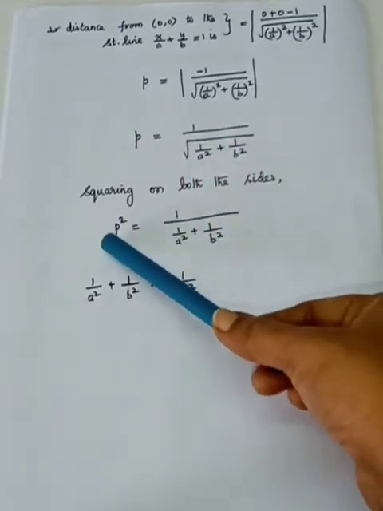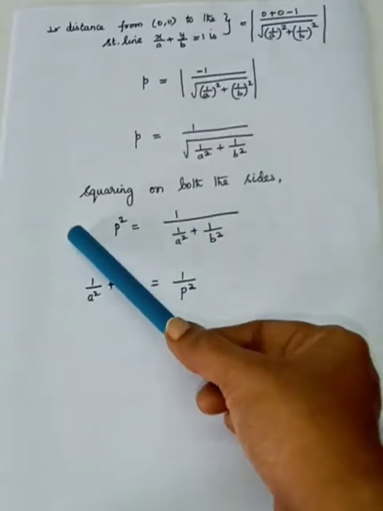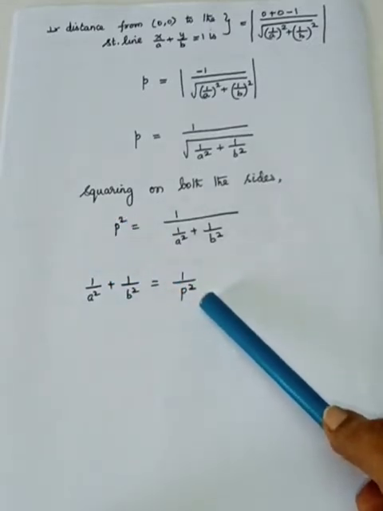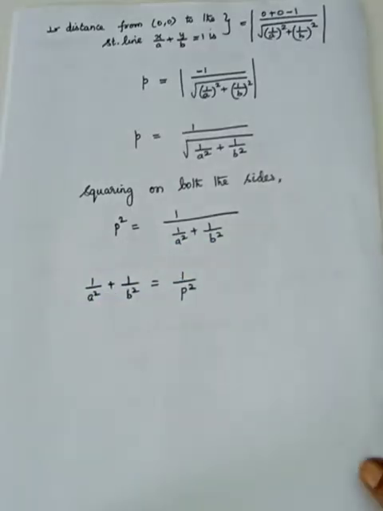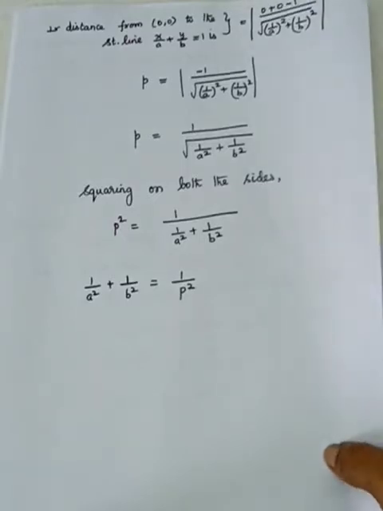Now you just change it. So here 1 by a squared plus 1 by b squared will go to the left side in the numerator and this p squared will come in the denominator on the right side. So this is the result we have to show. 1 by p squared is equal to 1 by a squared plus 1 by b squared.